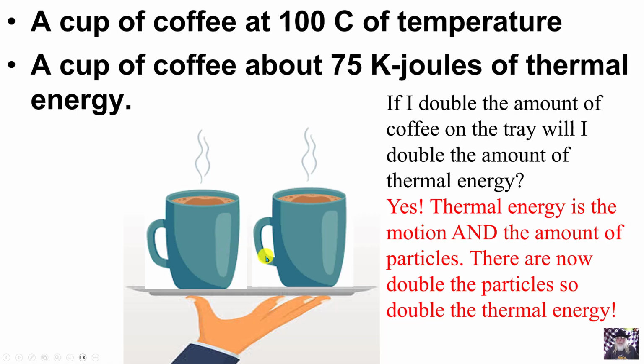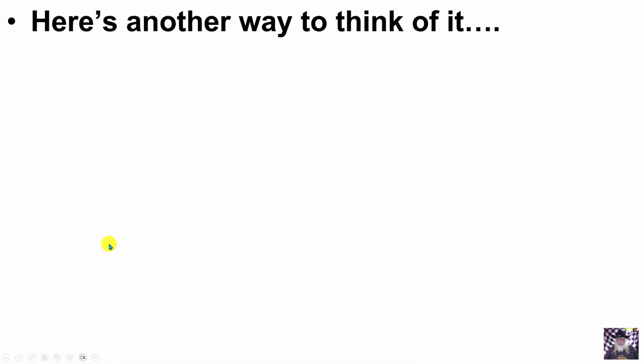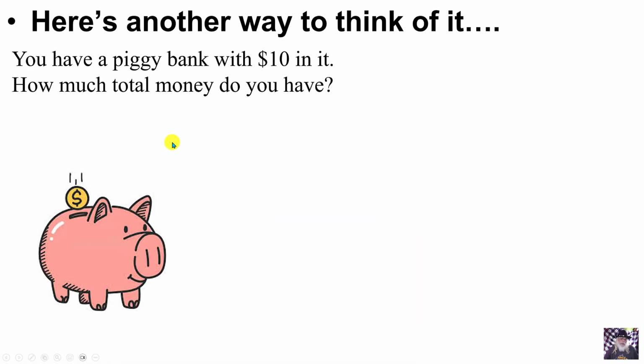Yes, in this case, thermal energy is going to double because thermal energy is the motion. The motion is still moving fast, but we're also counting the amount of particles. Now we have double the amount of particles, so we're going to get double the thermal energy as long as both of them have the same speed of particles. And in this case, yeah, because they both have an average of 100 degrees Celsius temperature.